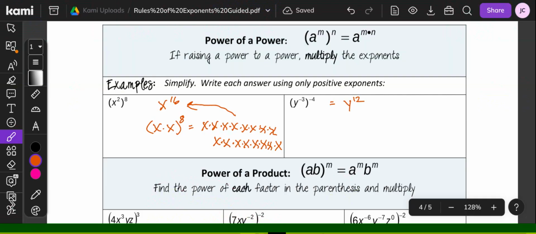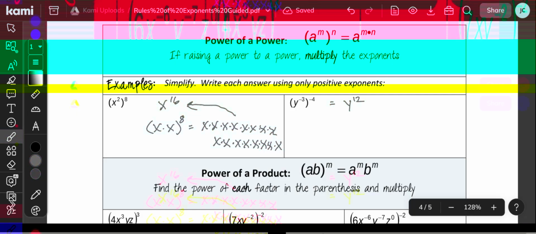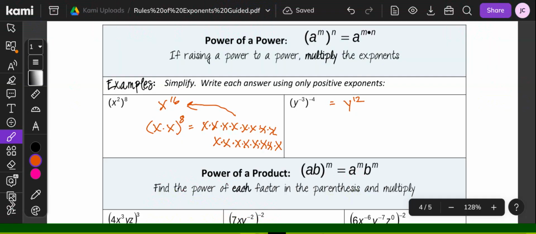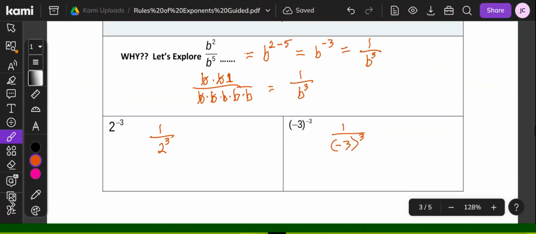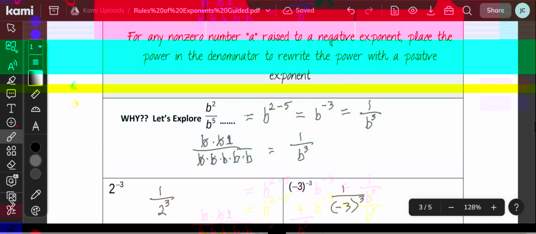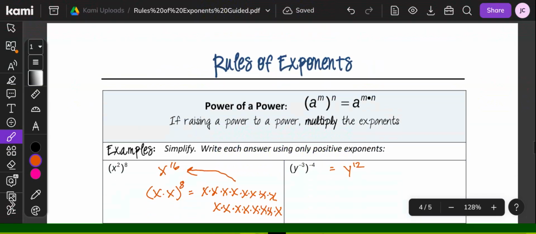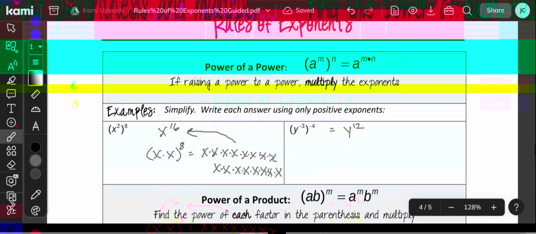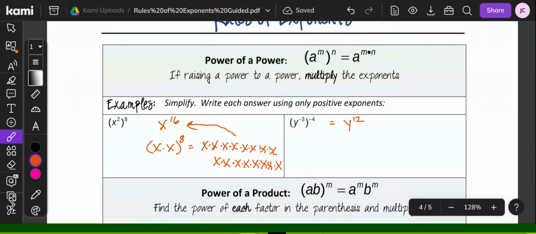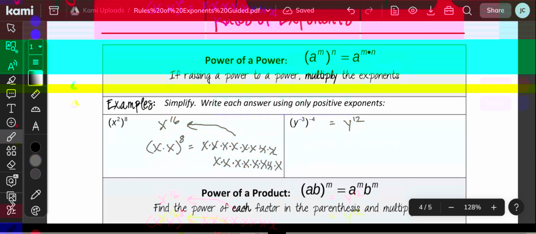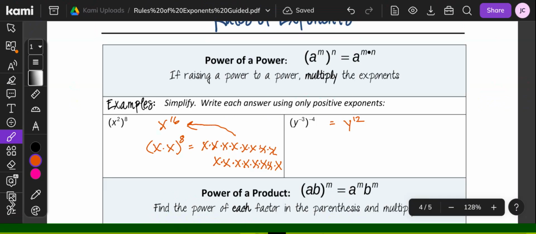Now, let's just look at it for a second and keep in mind the rule of negative exponents, which says, going back up here, that we're going to place the power in the denominator to rewrite the power with a positive exponent. So over here, first thing I'm going to do is deal with negative 4, right? So I put it in the denominator. I move it to the denominator because it's negative.